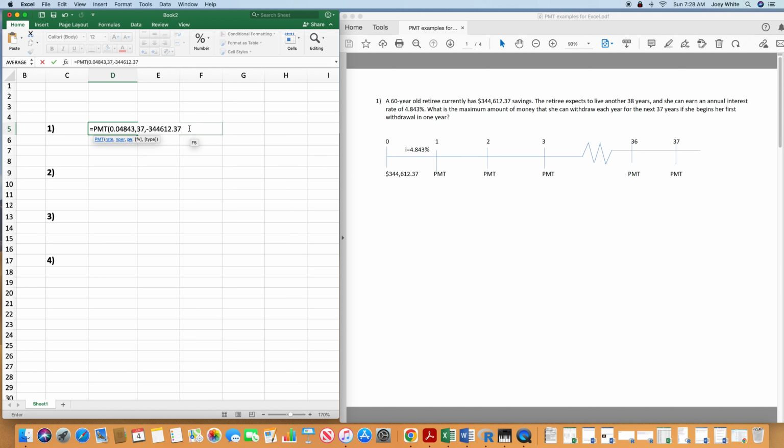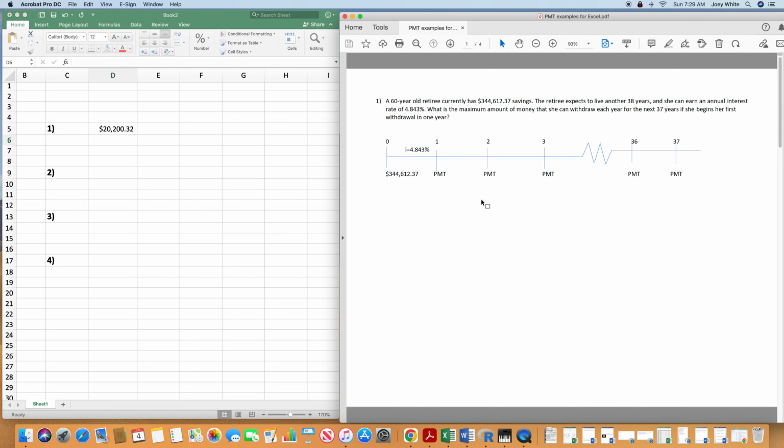Okay, and then comma, and she's not going to have anything left in the last year, so the future value is 0. And because this is an ordinary annuity, we do comma 0. All right, let me close that parentheses, and we see that she'll be able to withdraw $20,200.32 each year for the next 37 years. Okay, all right, so let's move on to the next problem.